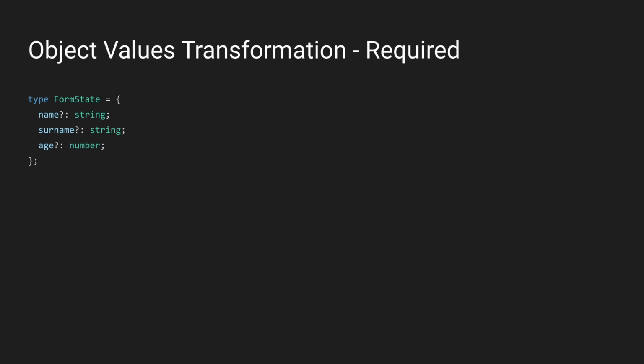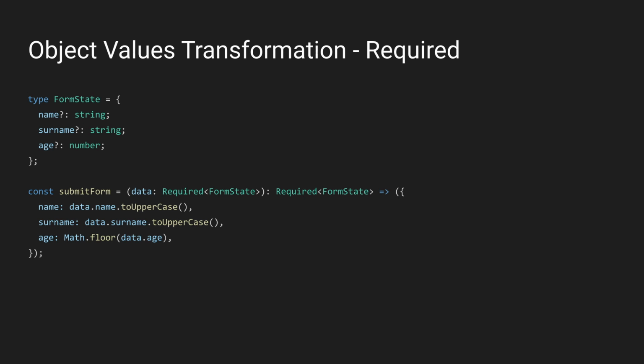Required is the opposite of Partial. It generates a new type that eliminates the option to skip a key or assign an undefined value. This utility is valuable when we aim to enforce the passing of all required data. In the example, we have a FormState type where all keys are optional. Consider a scenario where we have a function to submit the form, requiring all data from the same form to be present. We can specify that this function's data argument must be of type FormState, but with all fields required.